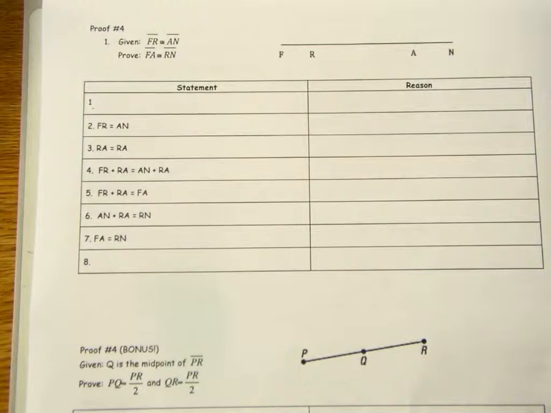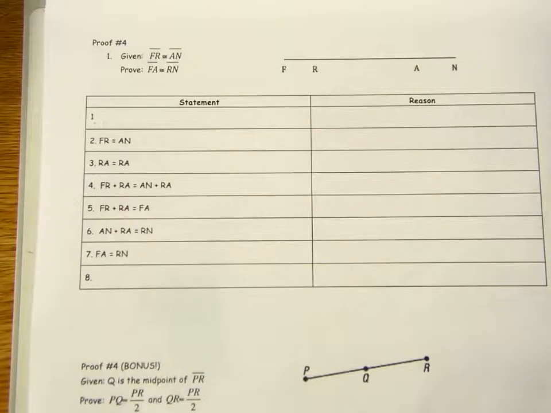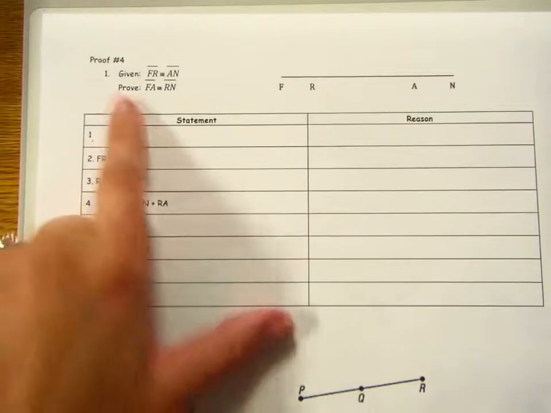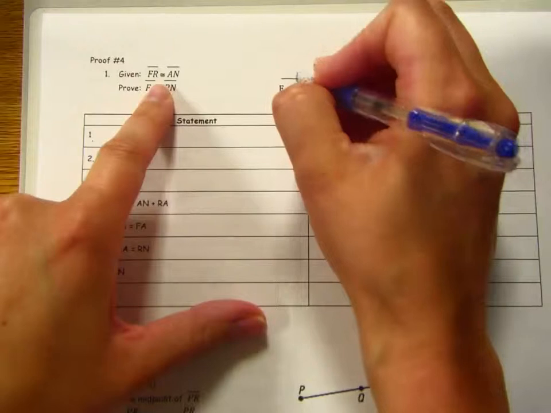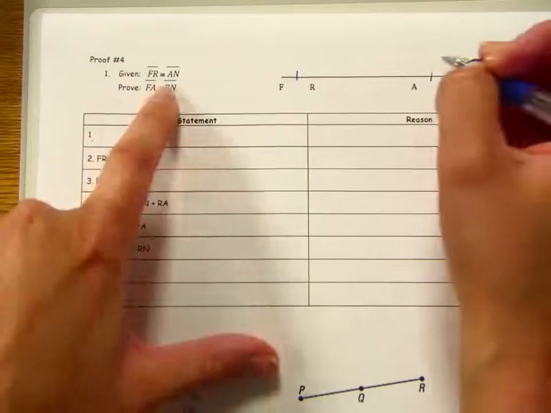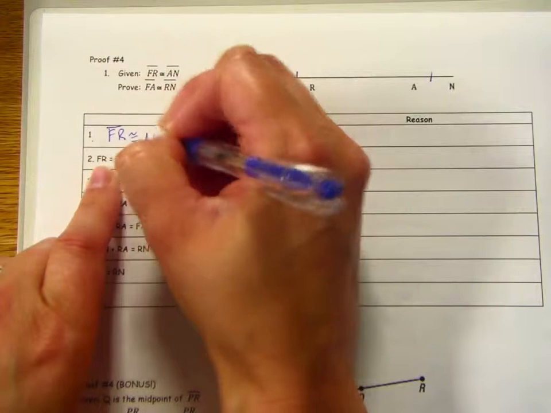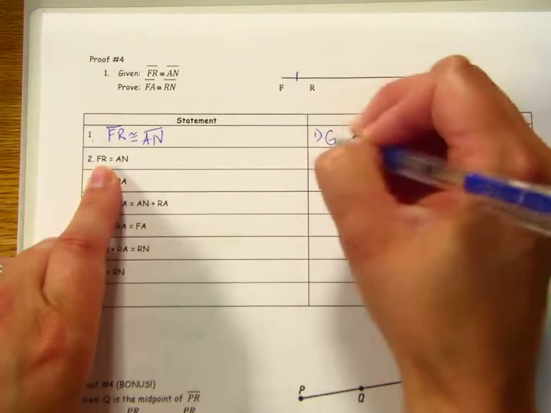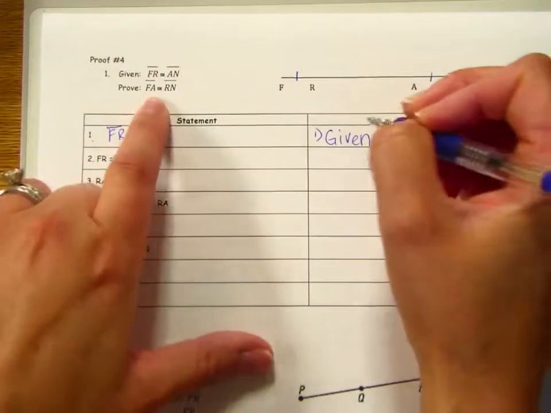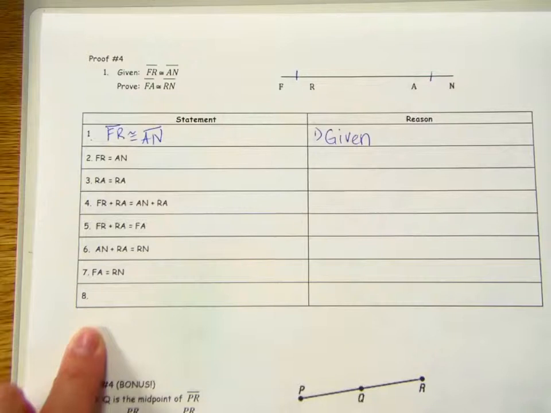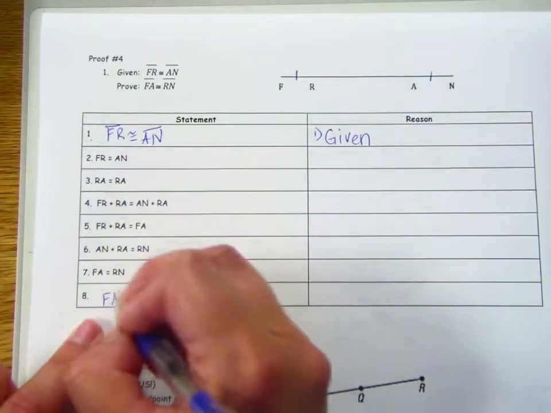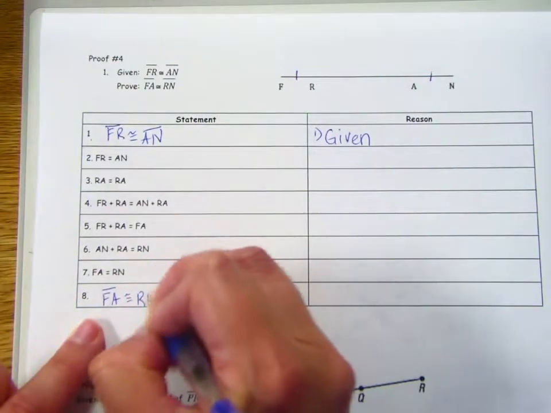All right. To finish these couple proofs out that we need to look at, let's go ahead and do that. So in proof number 4, we are given that segment FR is congruent to segment AN. We know that our given statement is always going to be our first statement. So let's write that first. I also know that what I'm trying to prove is always going to be my last statement, so we can go ahead and fill that in as well.